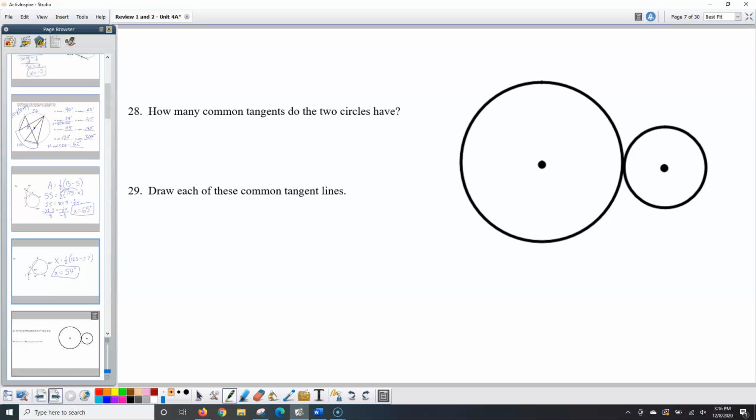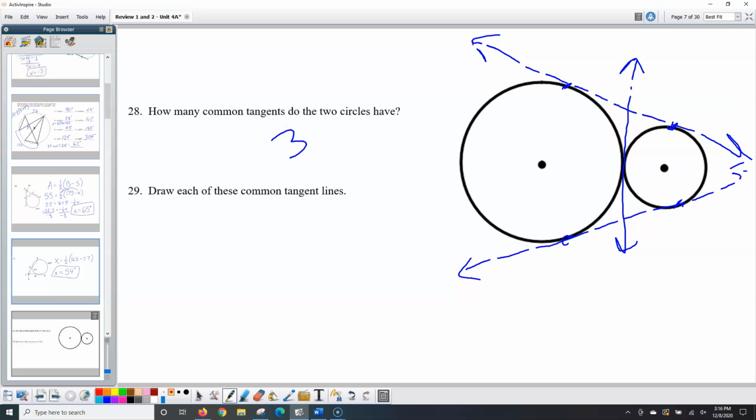Next, we got common tangents. So tangents touch the circle in one spot. How many common tangents do these things have? Well, one tangent line would go like this, and another tangent line would go like this. Those lines touch each circle one time. Those are common tangents. And then there's one more, and that goes through the middle right there.